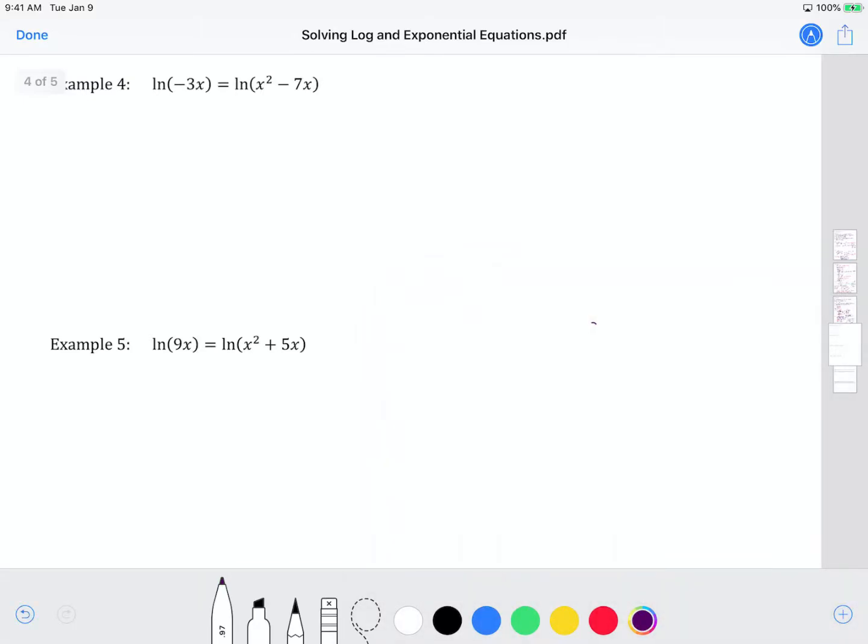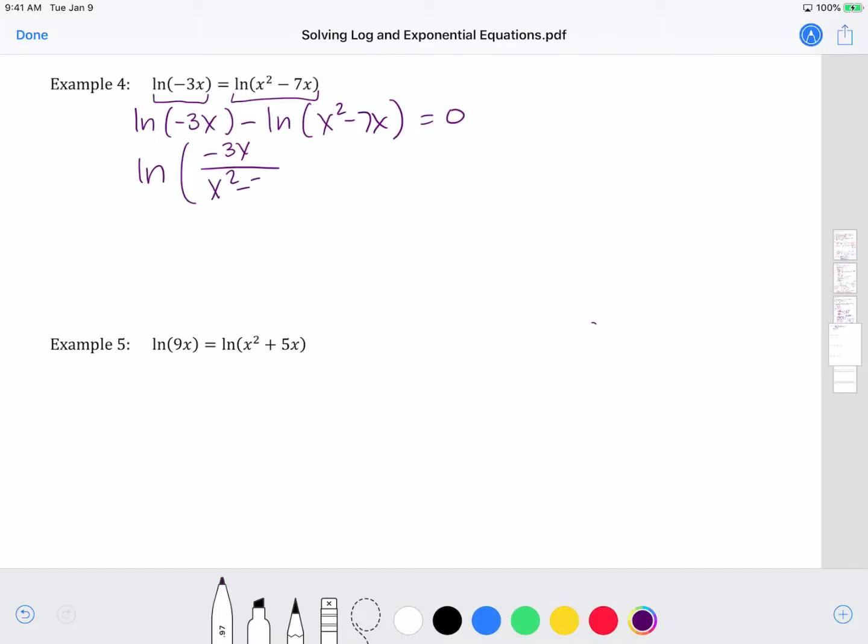Okay, next example, example 4, we have multiple logs again. So I want to make sure that I have all my logs together on one side and everything else on the other. So I'm going to subtract natural log of x squared minus 7x on both sides. Now I am going to use the quotient rule to condense this. So I have the natural log of negative 3x over x squared minus 7x is equal to 0.